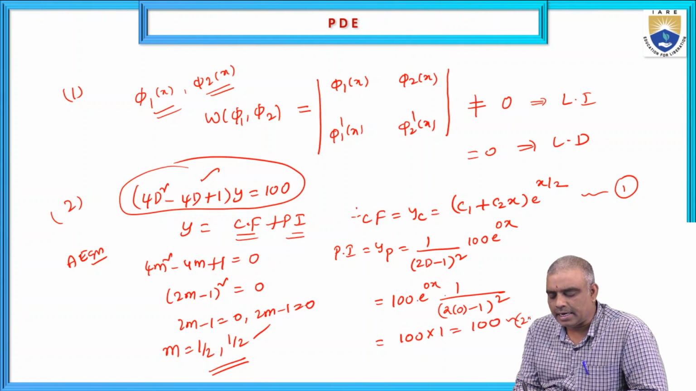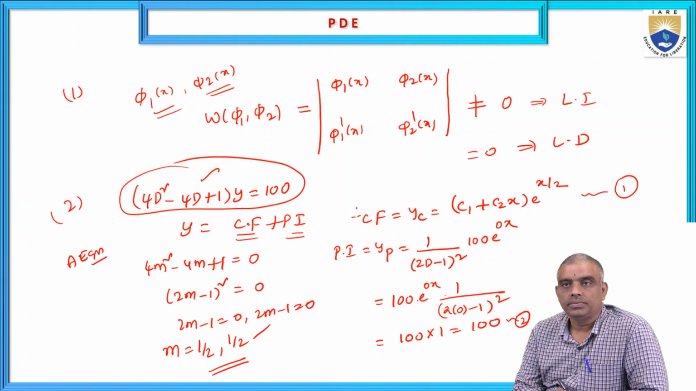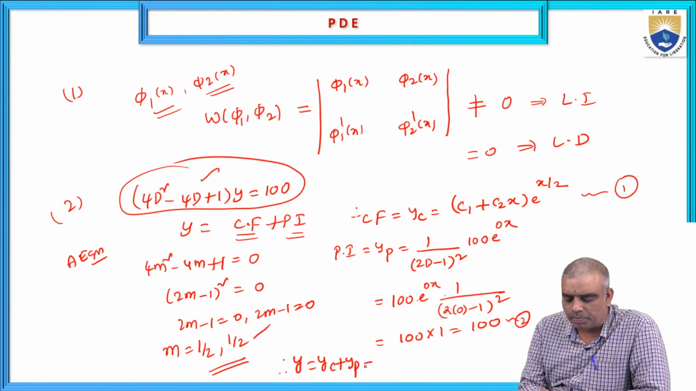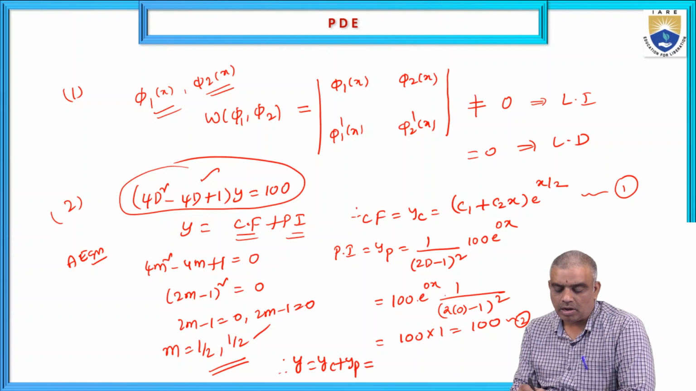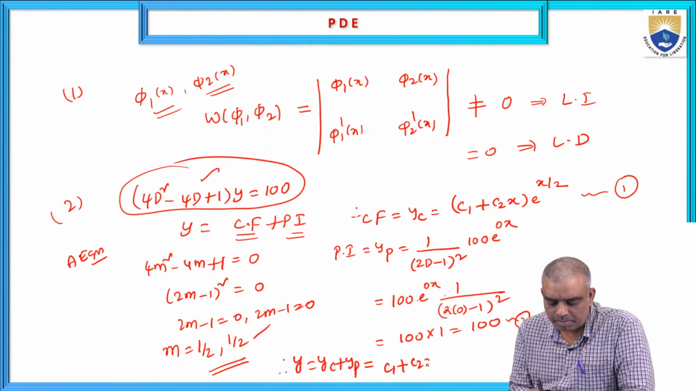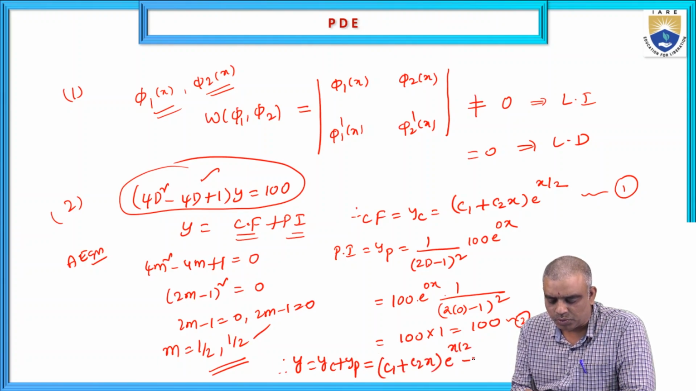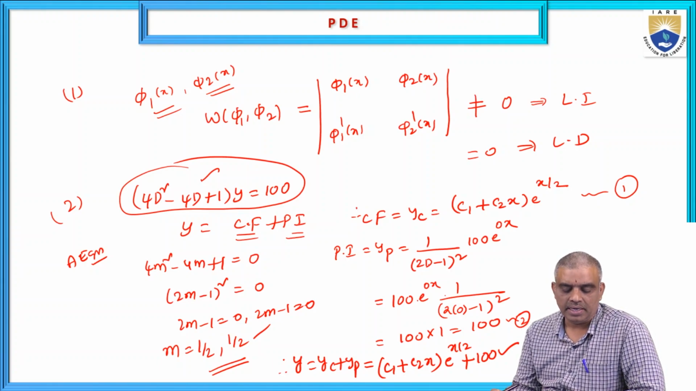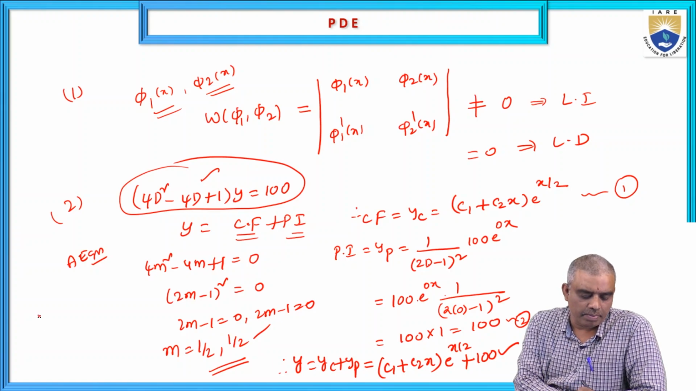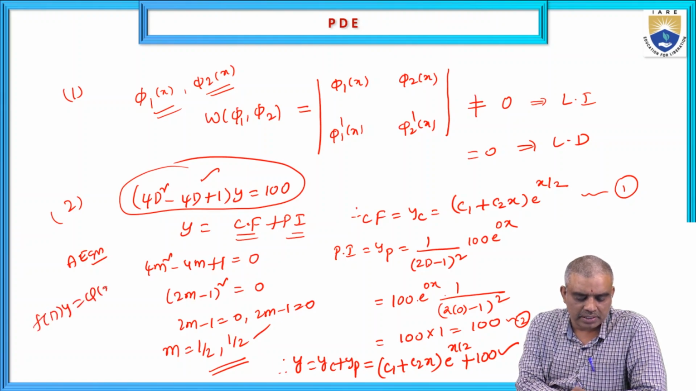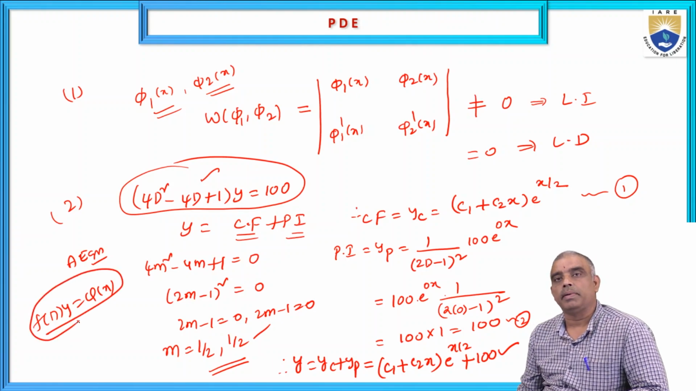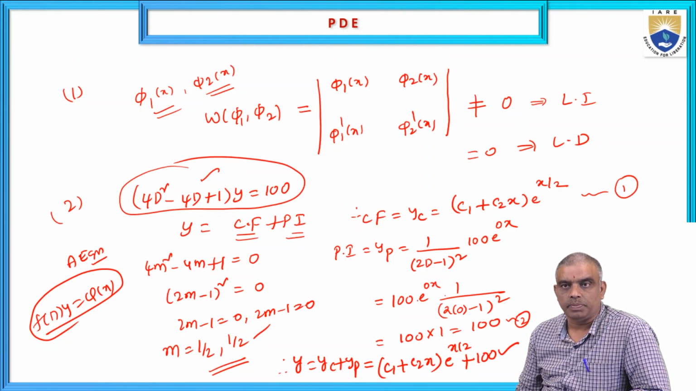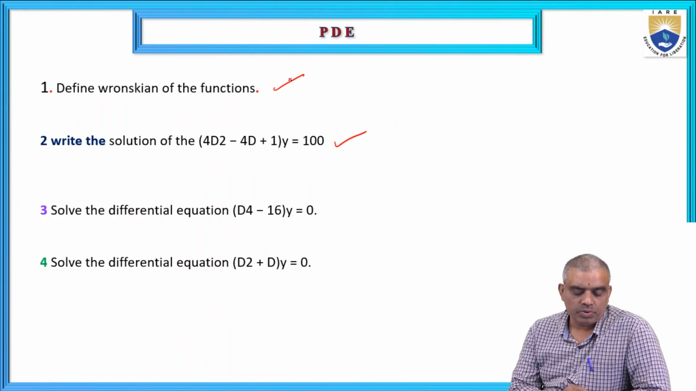This is the second part of the solution. Therefore, the required solution y is equal to the complementary function plus particular integral. So what is the complementary function? (c1 plus c2x) of e power x by 2, plus 100 is the required general solution of the given differential equation. This equation is in the form f of D of y is equal to Q of x. The solution consists of both complementary function and particular integral. The solution will be (c1 plus c2x) into e power x by 2 plus 100. So the first two problems are over.